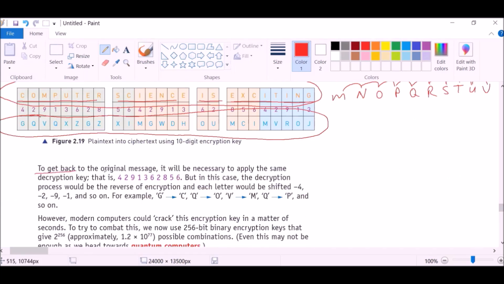So to get back to the original message, it will be necessary to apply the same decryption key, that is 42913628, but in this case, the decryption process will be the reverse of encryption, and each letter will be shifted -4, -2, -9, -1, and so on. So that G becomes C, Q becomes O, and V becomes M, Q becomes P, and so on.